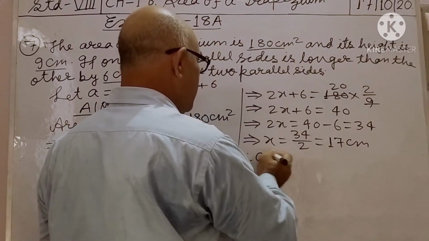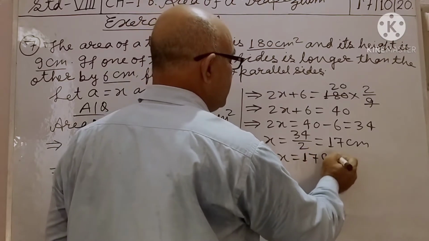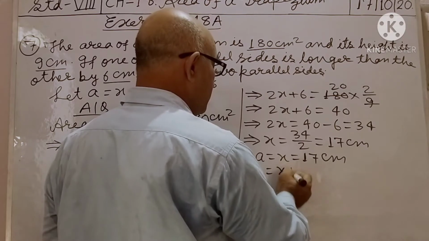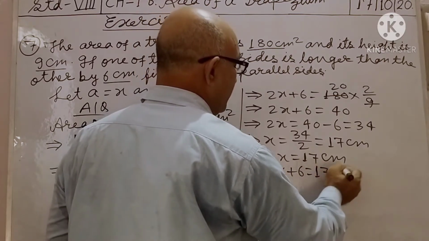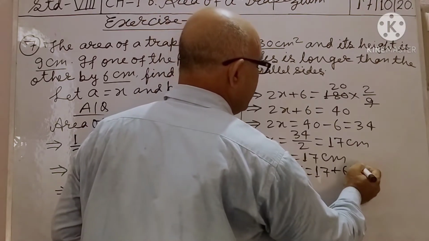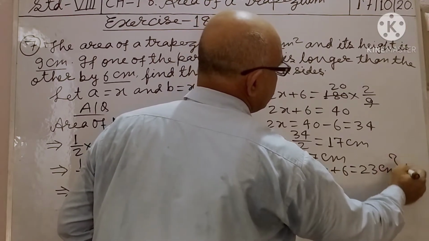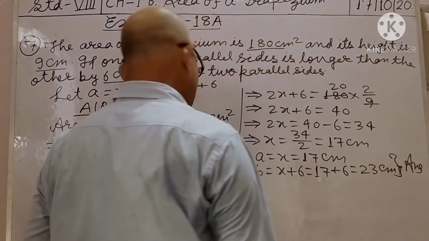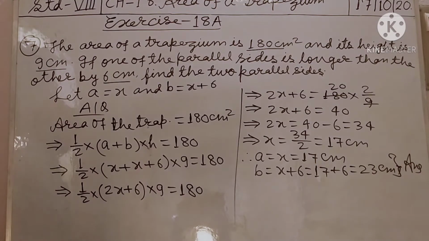Therefore, A equal to x equal to 17 cm and B equal to x plus 6 equal to 17 plus 6 equal to 23. Answer of this question. Students, understand and write it.